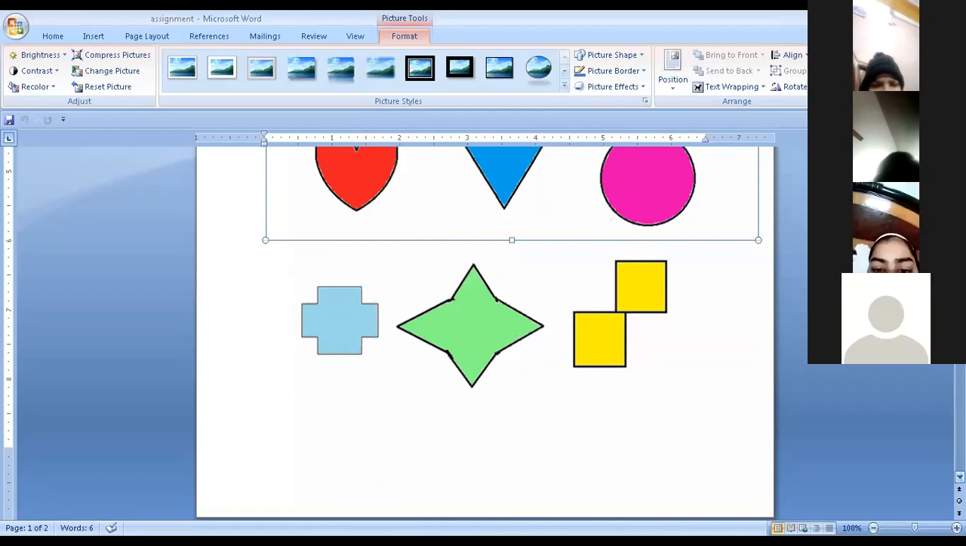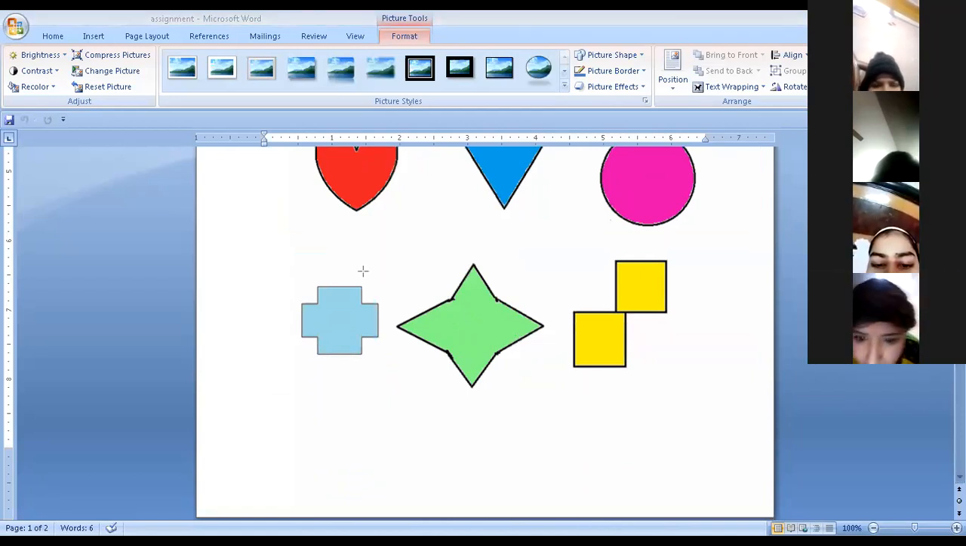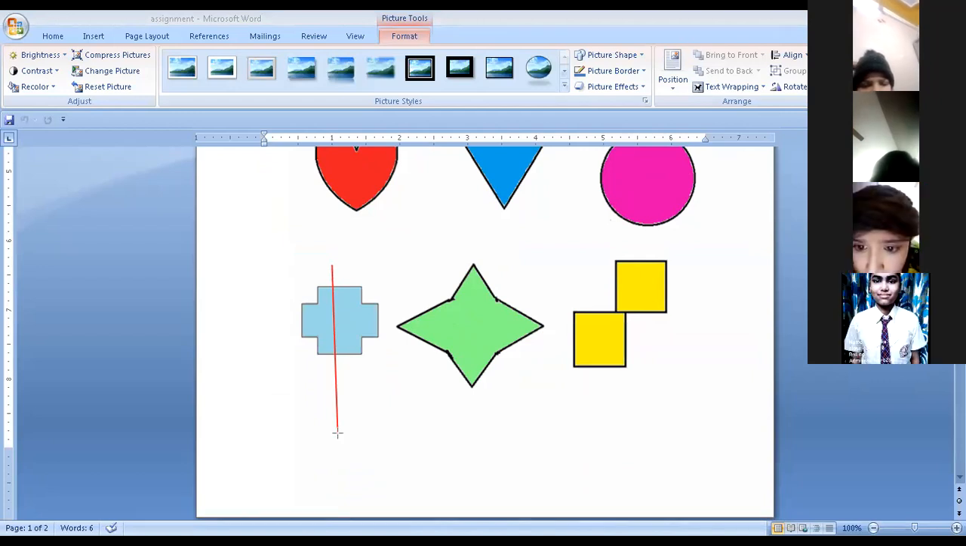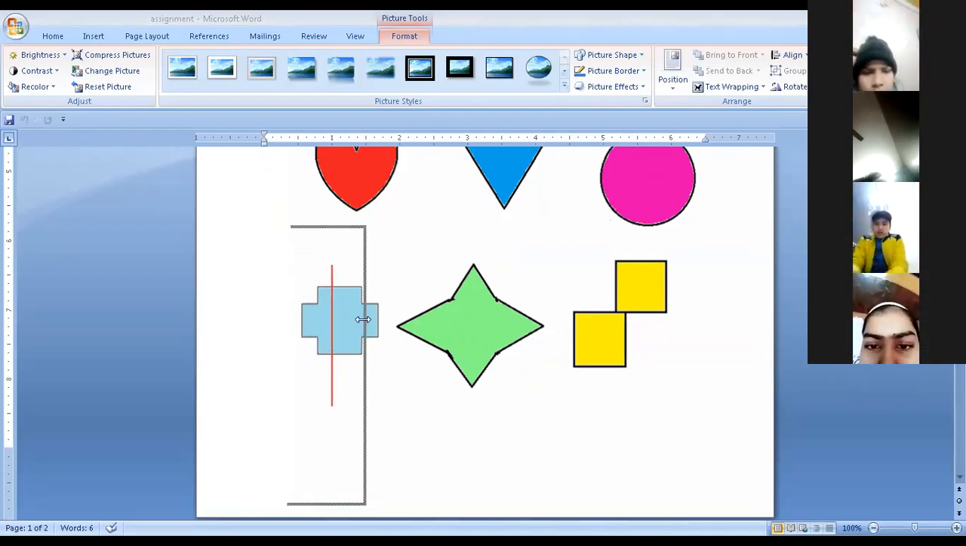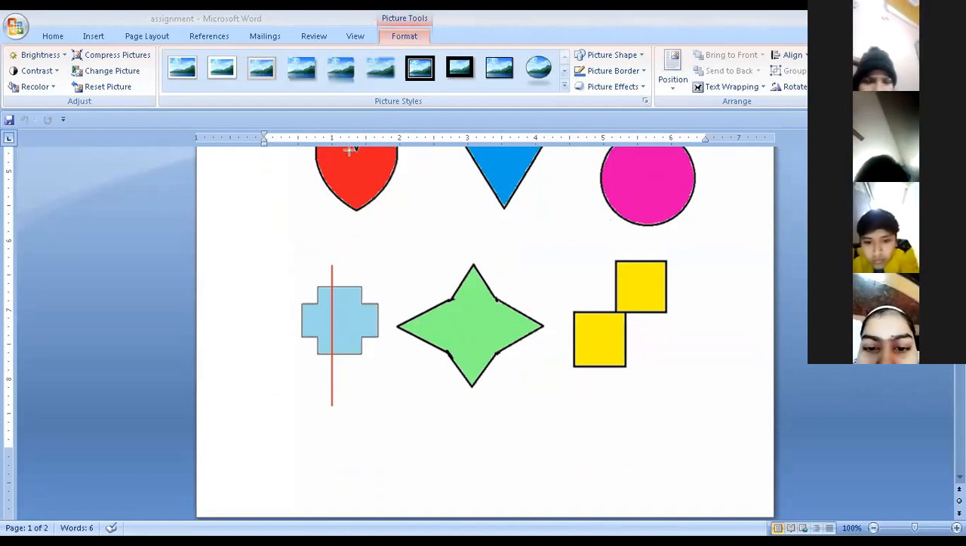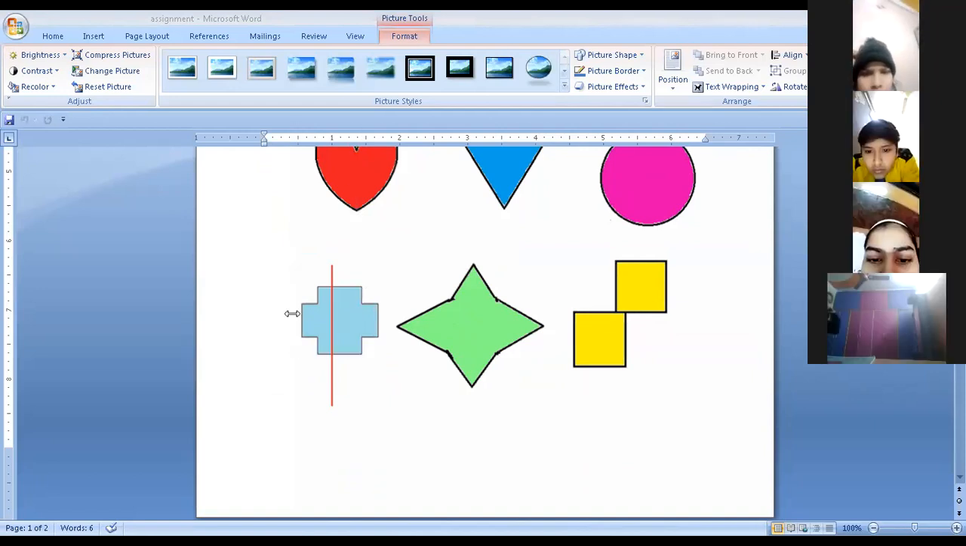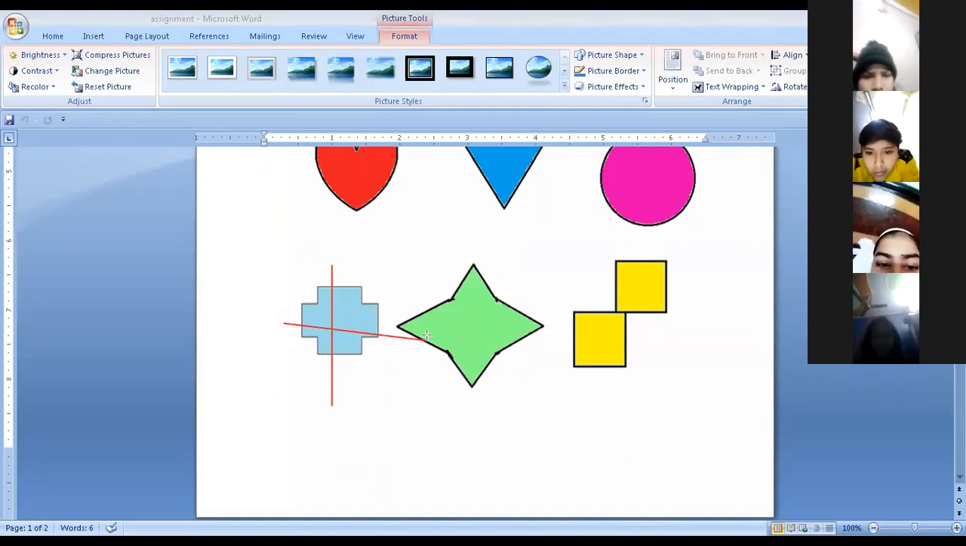Next is this object given. Yes, Ridhima, you're right. Two lines of symmetry in this. One is vertical and second is horizontal. Vertical and horizontal line of symmetry. Draw it here.